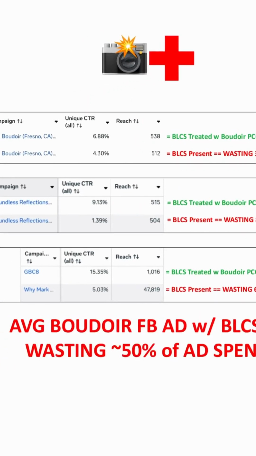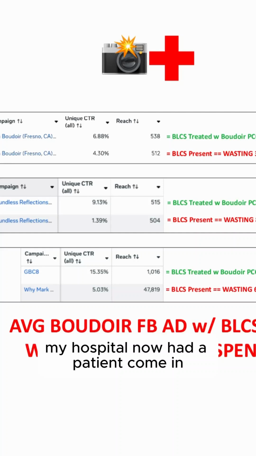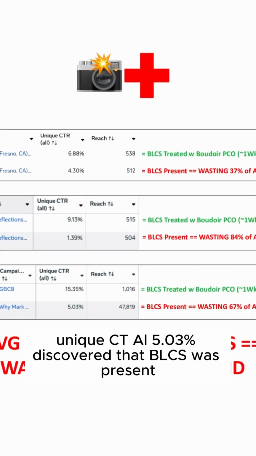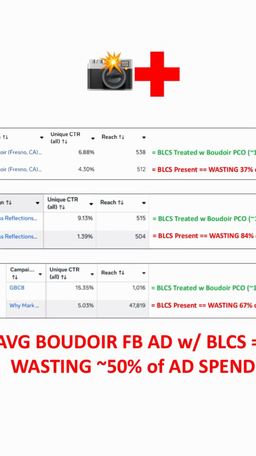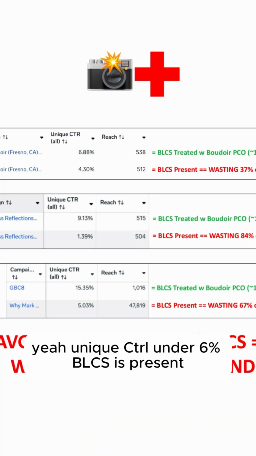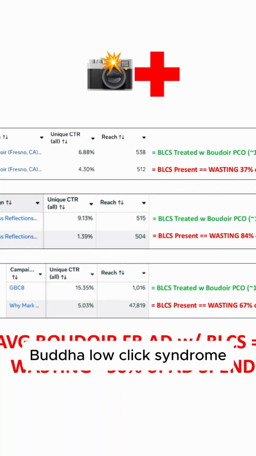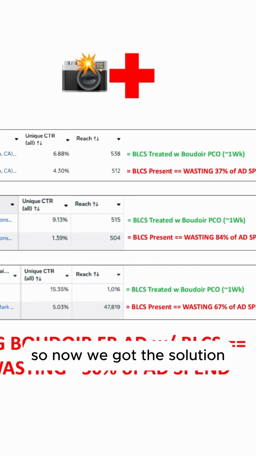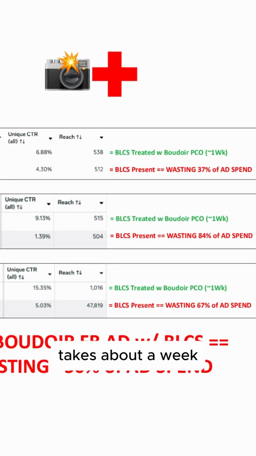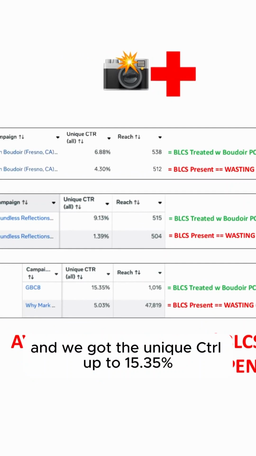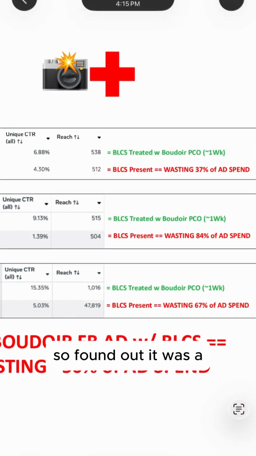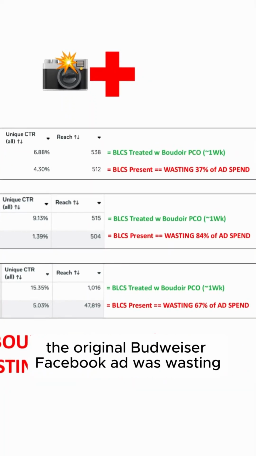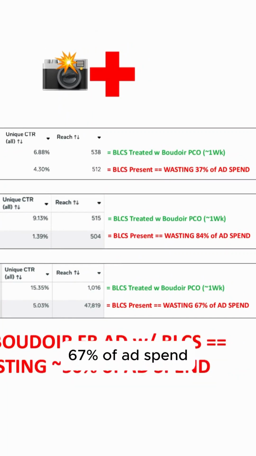Finally, my hospital now had a patient come in, unique CTRL 5.03%, discovered that BLCS was present. Unique CTRL under 6%, BLCS is present, Boudoir click syndrome. So now we got the solution. We can treat it with Boudoir Pico, takes about a week. And we got the unique CTRL up to 15.35%. So we found out the original Boudoir Facebook ad was wasting 67% of ad spend.